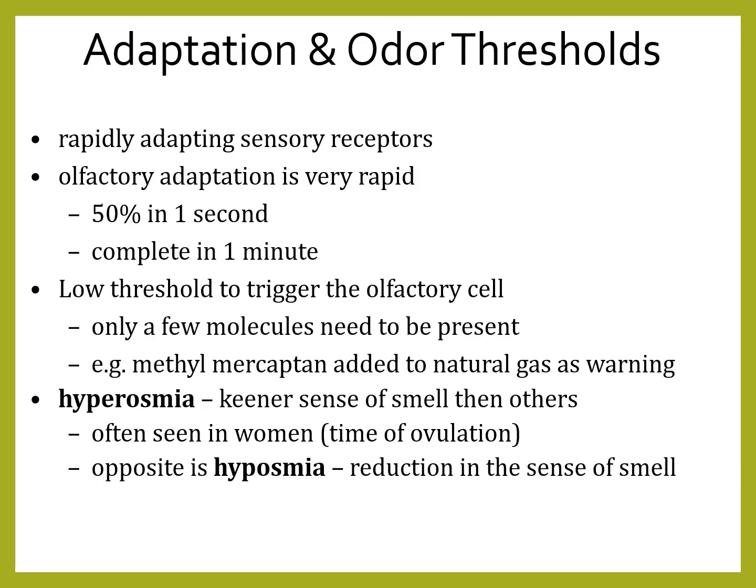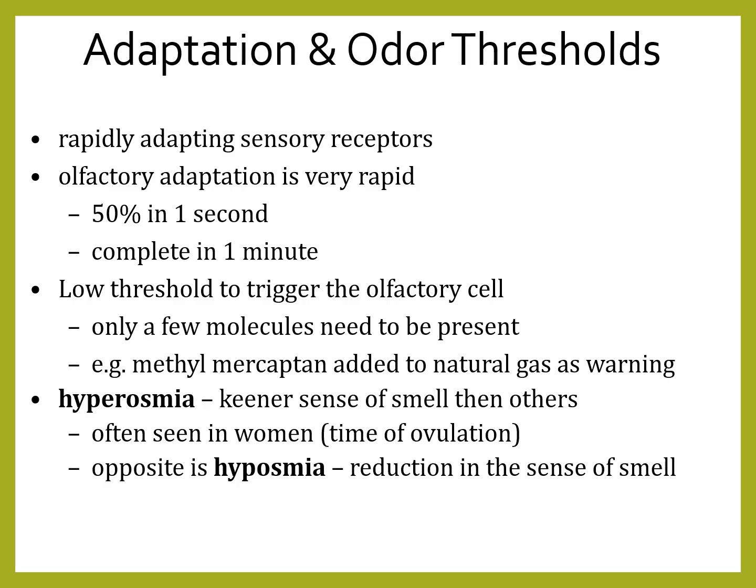There is a very low threshold to stimulate olfactory neurons. Only a few molecules or a few odorants need to be present. We are especially sensitive to rotten egg smells that are produced from methyl mercaptan. This is why we add that chemical to natural gas as a warning, because natural gas has no smell and we're really good at detecting rotten smells.